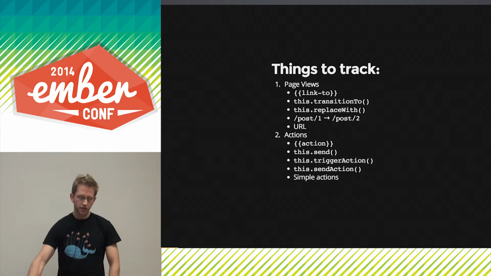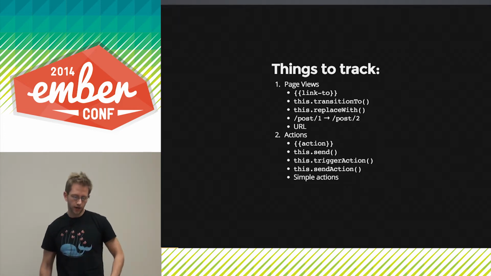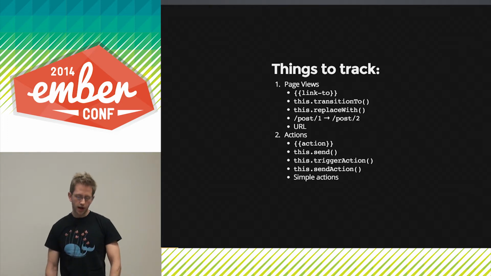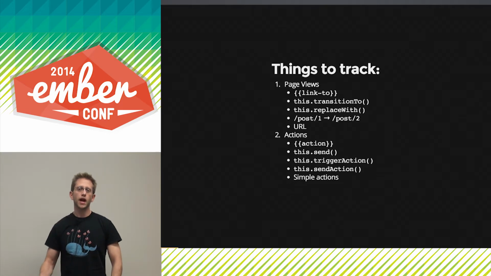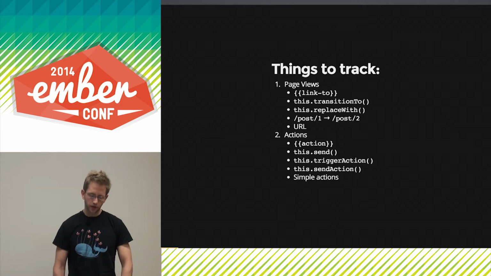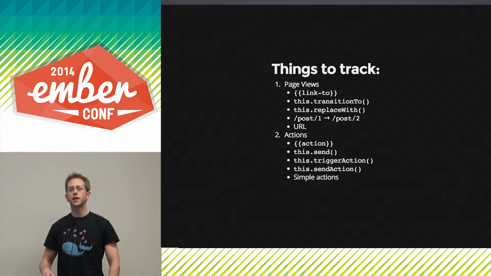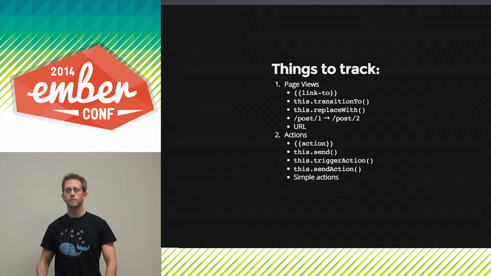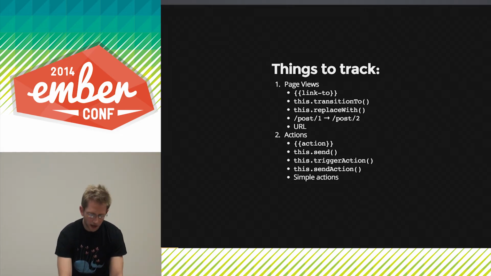The second part is actions. We want to track any template-based actions, double curly bracket action. We want to track any kind of programmatic sends, this.send action, this.trigger action. All those we want to track from the JavaScript code. Just a side note: internally, send action calls trigger action, which calls send under the hood of Ember. We want to keep that in mind because later I'm going to go into a more implementation-specific approach showing how we're going to leverage send for our action handling.